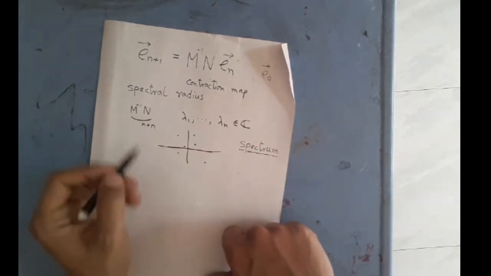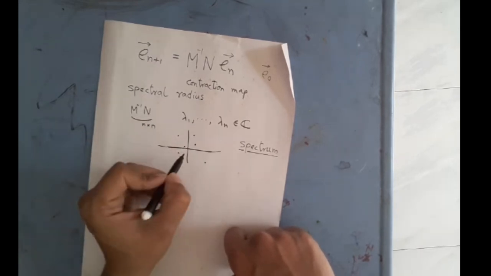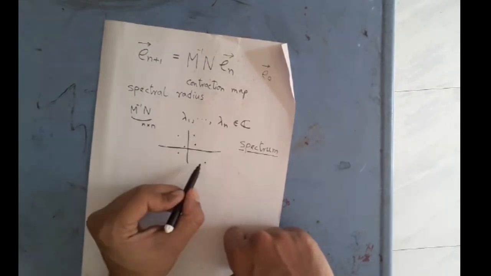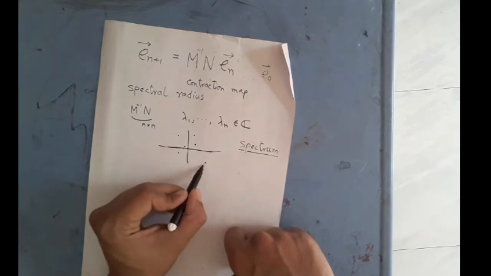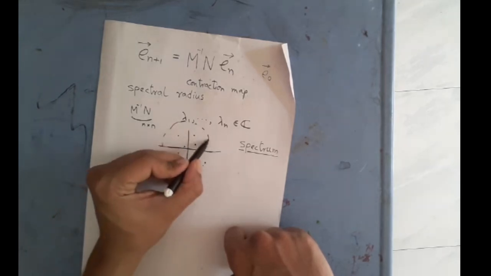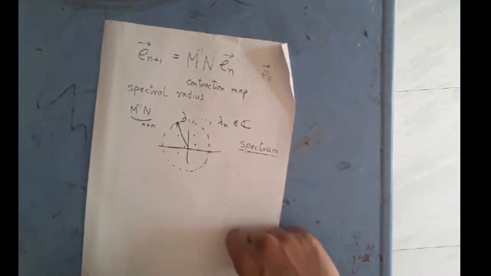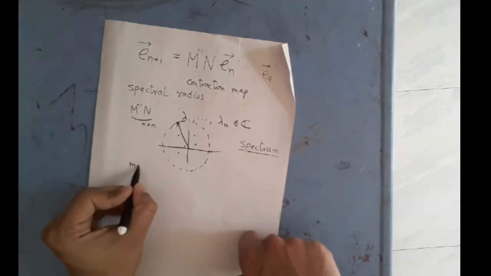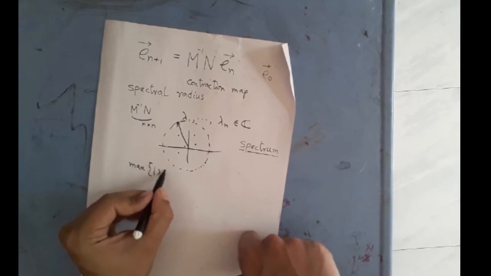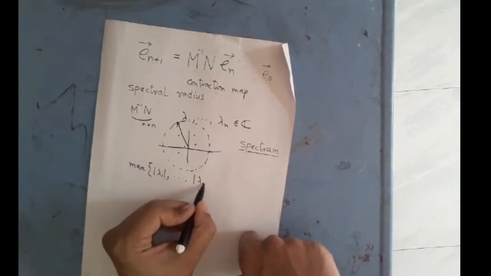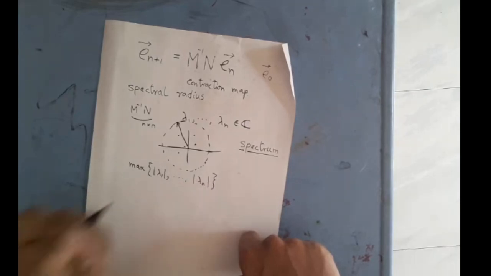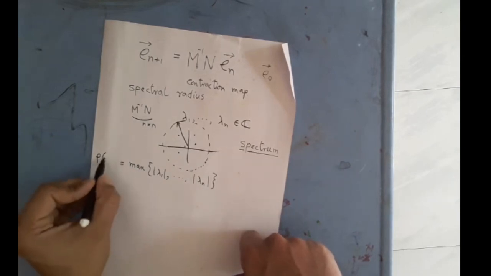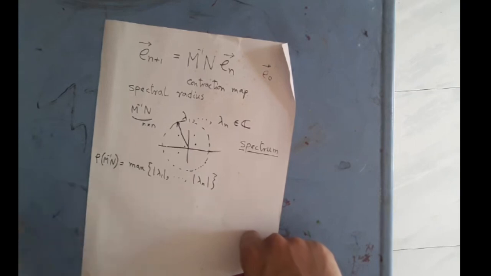So that's the spectrum. And the spectral radius is the radius of the smallest circle that will contain all these things. So you look at the furthest one from the origin. If you consider this circle, then this radius is called the spectral radius. In other words, it is basically the maximum of modulus lambda 1 to modulus lambda n. This is the modulus sign because we are working with complex numbers. That is called the spectral radius, commonly denoted by the letter rho. So it is the spectral radius of M inverse N is this.